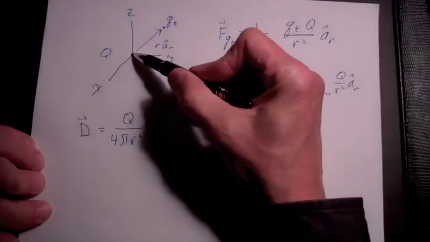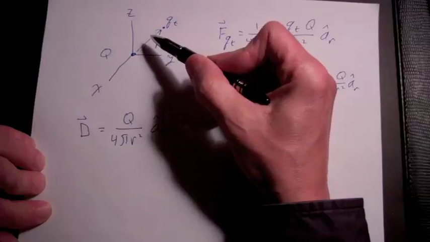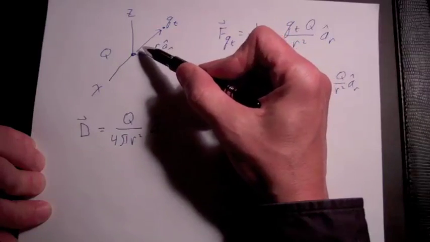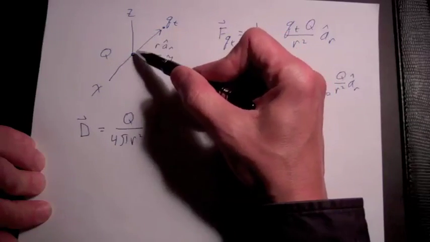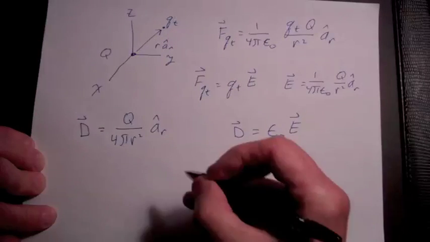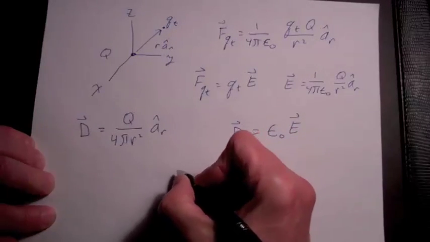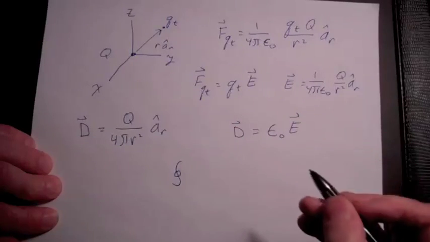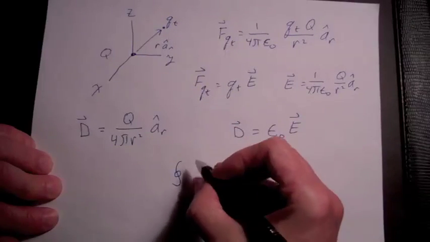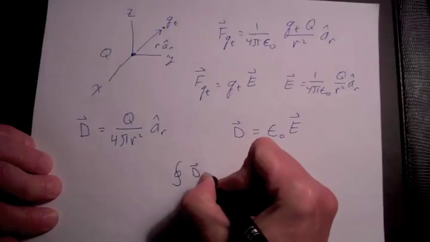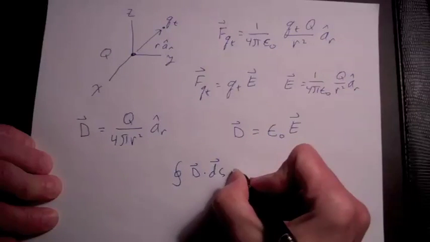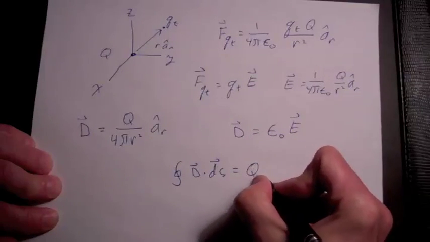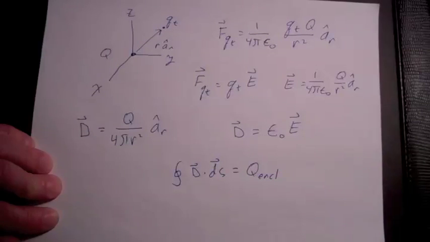Now, if you have a charge and you put a closed surface around it, the flux flowing through that surface has to be the charge inside. So Gauss gave us the mathematical relationship for this observation of Michael Faraday, that the integral of D dot dS over a closed surface is the charge enclosed by that surface.